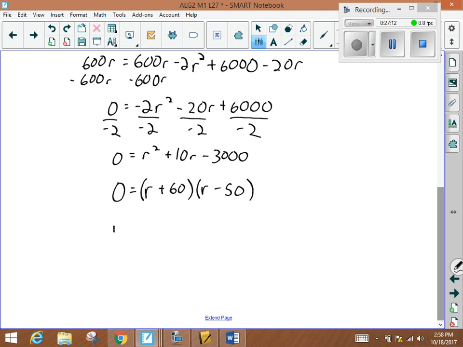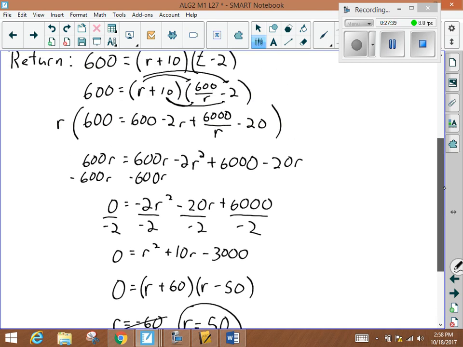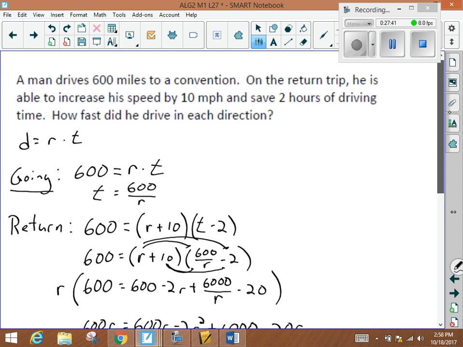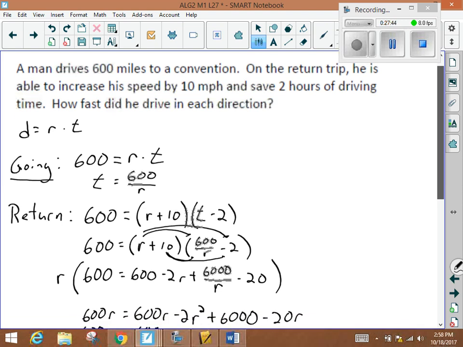So that means that r is either negative 60 or r is 50, right? And this one right here, we got to cancel that one out because I don't know of anything like negative speed. There's no such thing as a negative speed. Speed is always positive, so there we go. So we know that r then must be 50, which tells me what? Tells me that this man, his rate is 60 degrees. So let's see. How fast did he drive? Sorry, 60 miles per hour.